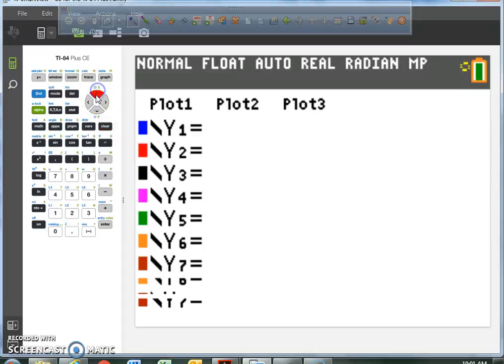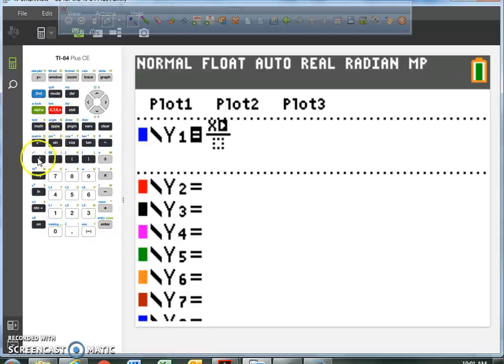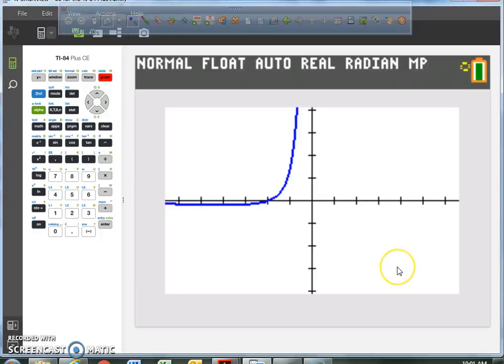So we only see one thing. So I'm going to hit alpha y equals enter. And in the numerator, I know it was x squared minus 4. But what do we have in the denominator? X cubed minus x squared. Okay? So I'm going to hit the graph button. Let's take a look at this.